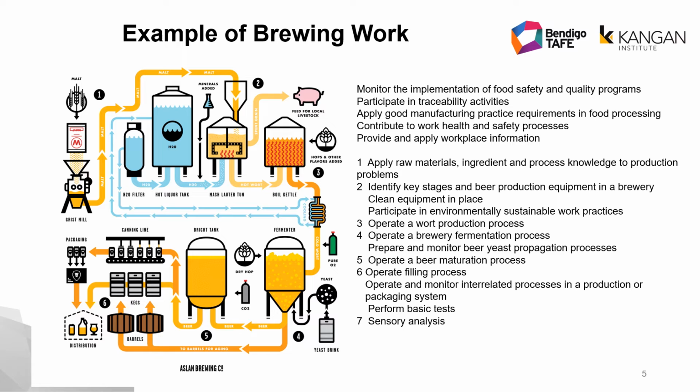Step 4 requires an understanding of yeast propagation, fermentation. Step 5 requires an understanding of beer maturation. Step 6, we're going to have an understanding of the beer filling process, packaging process, and then lastly, we're going to finish off by doing a sensory analysis to check on the quality of the product.